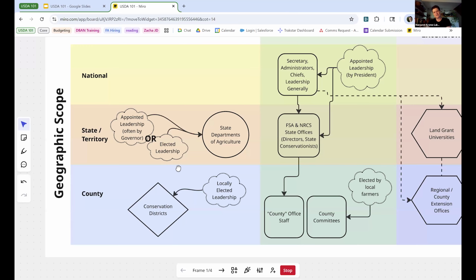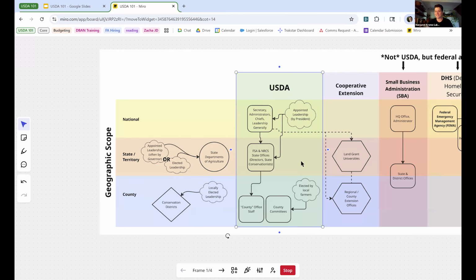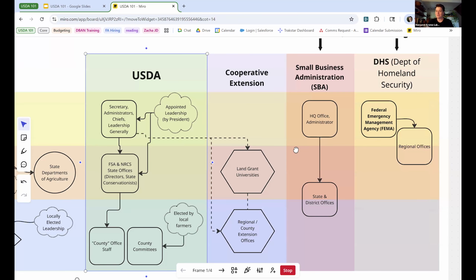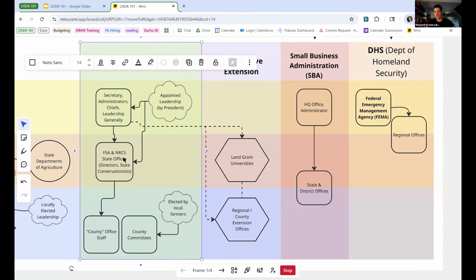Also related to USDA, kind of, but not really USDA, is the cooperative extension system. So cooperative extension exists to get agricultural research that's happening at land-grant universities to local farmers. It is overseen by a USDA agency, the National Institute of Food and Agriculture, but the system is a partnership between all of these folks, and they deliver research-based knowledge to farmers and ranchers and the public in general.